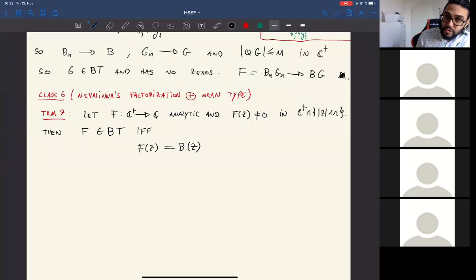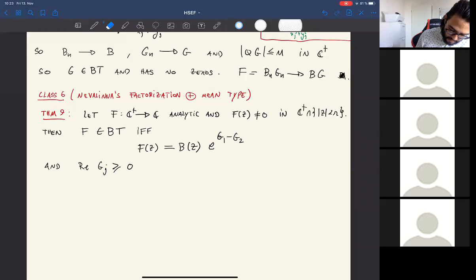The Blaschke product, which we know already converges by theorem 8, times a function E, a function with no zeros, and that function with no zeros you can write as an exponential of the difference G1 minus G2. And we know that the real part of G_j, j equals 1, 2, is greater or equal than 0 in the upper half plane, of course.